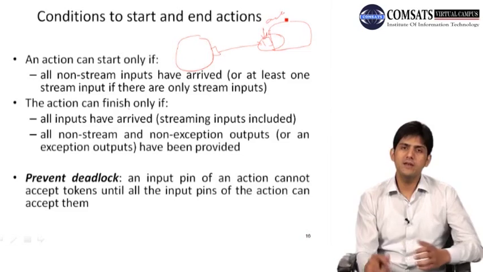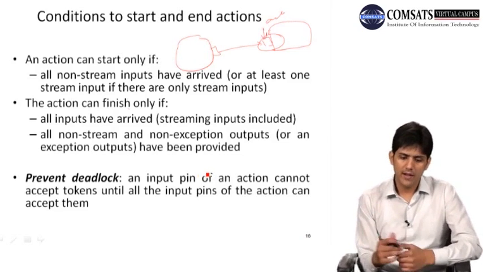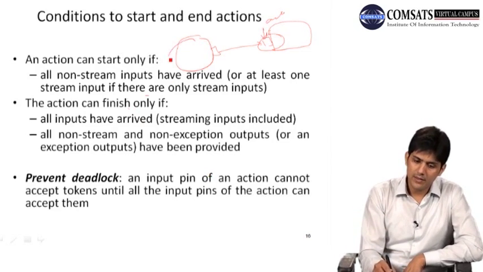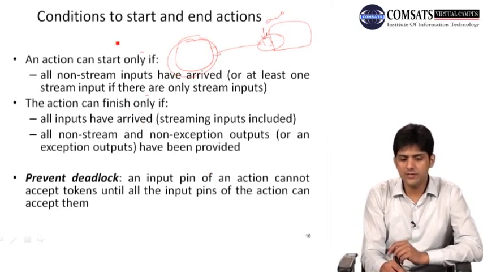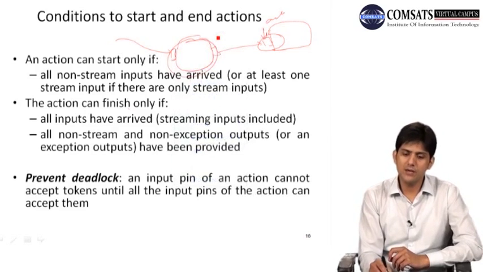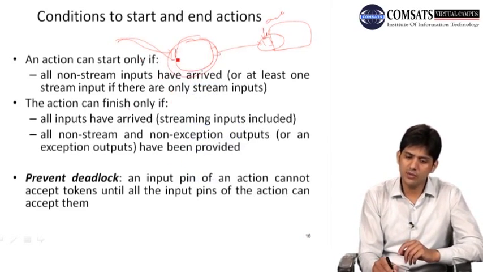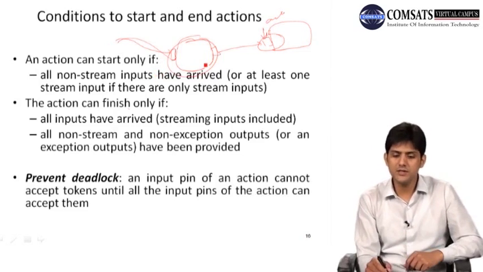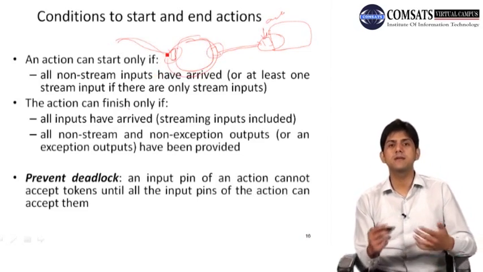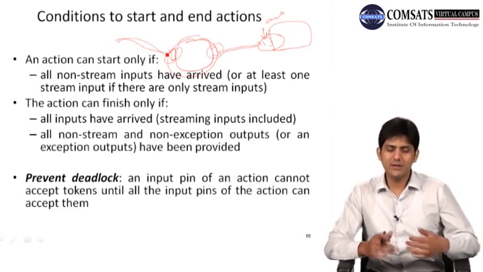And when does an action finish? The action can only finish if all the inputs have arrived, streaming inputs included, and all the non-stream and non-exception outputs have been provided. So for example, in this diagram, if this was accepting some inputs and producing some output as well, we can only say that this action is complete, or finished, once it has received all the data, if it was receiving some streaming parameters, and if it has produced all the data. Only then, when these pins are empty, will we say that the action is done. And how do we prevent deadlock?